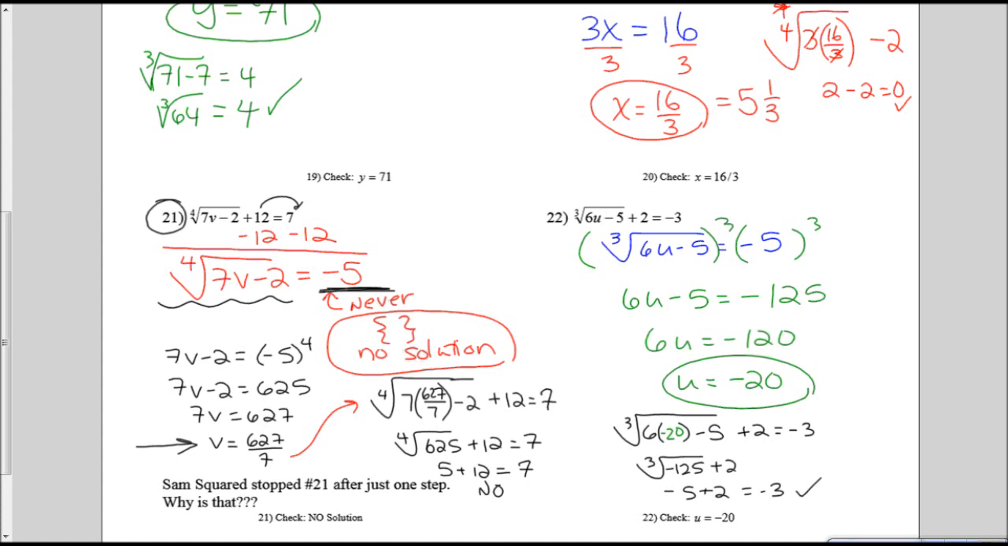Now in number 22, when you solve that one, and you move the 2 over to the other side, you have the cube root equals negative 5. That's okay because cube roots are allowed to equal a negative number, because a negative times a negative times a negative equals a negative. So in this one, when we cube both sides, we wind up with u equals negative 20. And I showed down here that if you plug in negative 20, it does check out, and both sides are equal to negative 3. Come to class next time with any questions if you have them.